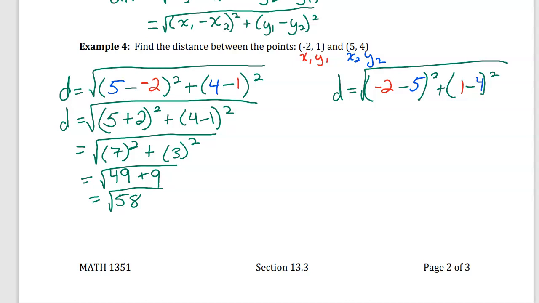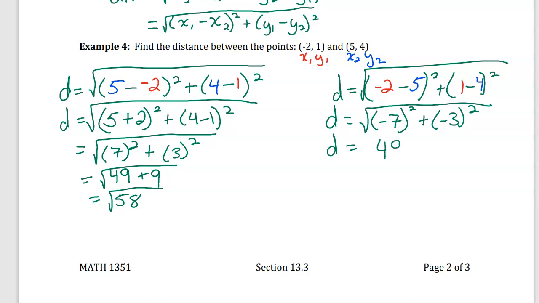Okay, so I have the distance is equal to negative 2 minus 5. So negative 2 minus 5 will give me a negative 7 squared. 1 minus 4 will give me a negative 3 squared. Negative 7 times a negative 7 will give me a positive 49. Negative 3 times a negative 3 will give me a positive 9. 49 plus 9 will give me a 58. I get the exact same answer.